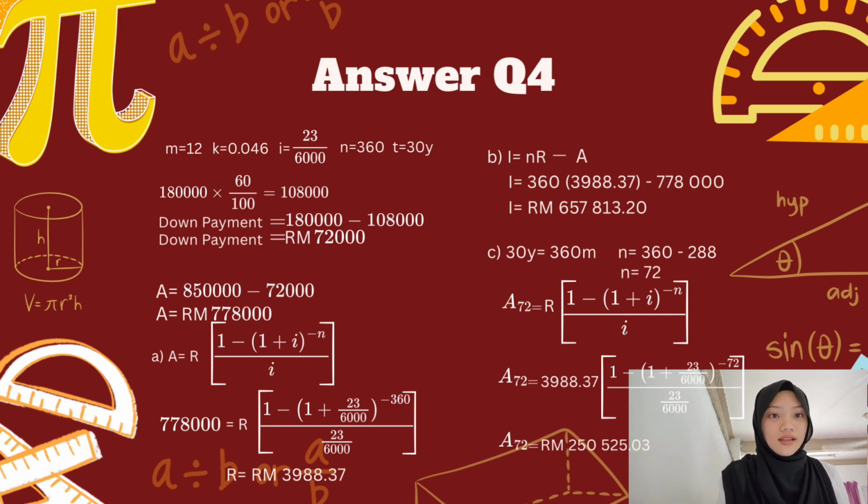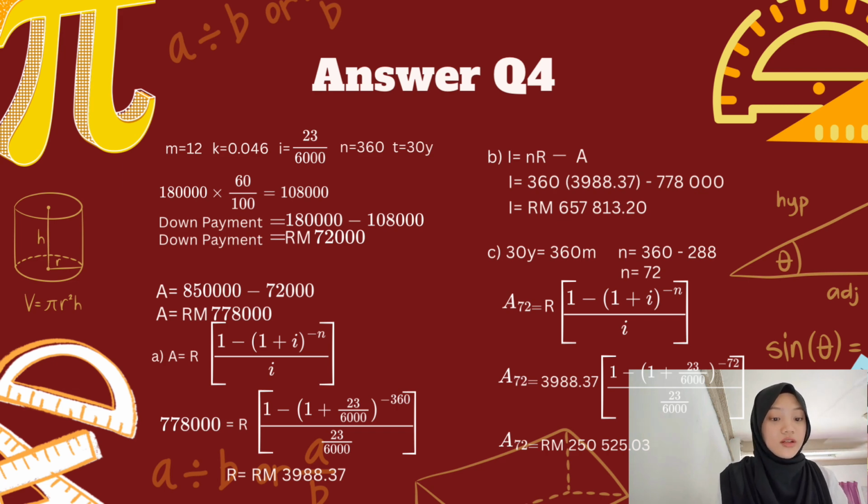How do I get that? I equals K over M. So the K is 0.046 over 12. And then we can get the I value. N equals M times T. So the term is, he financed the remaining balance with a 30-year loan, which means the term is 30 years. So we can get the value for N, 12 times 30, so we can get 360 for the N value. For the question A, we were asked to find the monthly payment. So how do we find the monthly payment?